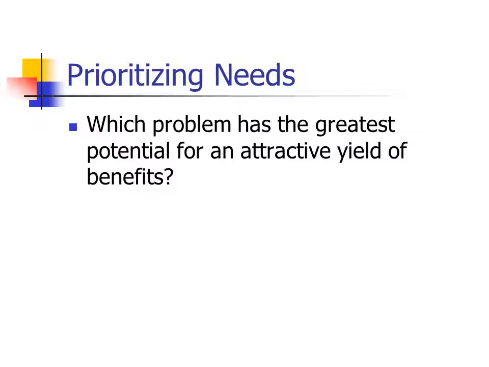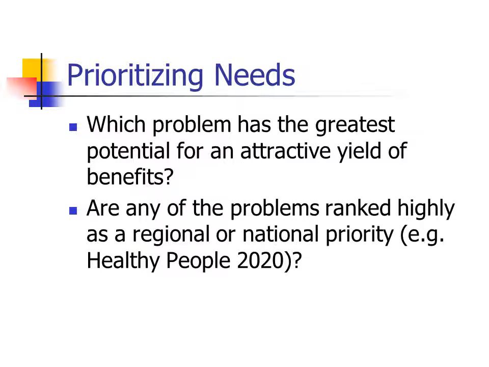Which problem has the greatest potential for an attractive yield of benefits? In other words, in the time that we have, with the resources that we have, which problem can we make the greatest change in? And are any of the problems ranked nationally or regionally as part of a health promotion initiative like Healthy People 2020 or the Georgia SHAPE initiative or Live Healthy Georgia? Those are national or state level health promotion programs, and can we tie into any of those to help bolster our case?